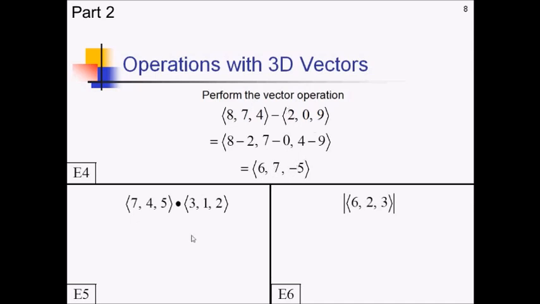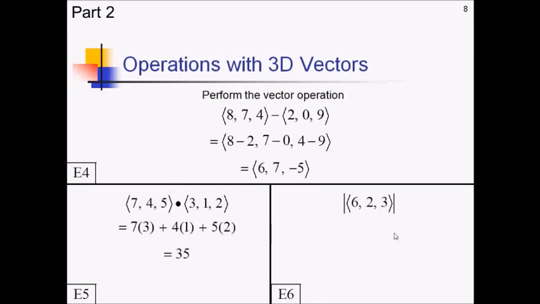For example 5 now, we're going to be dot multiplying. Now before, we had to multiply the x's and the y's together and add those products. We're going to do that again, but we're also going to throw in the product of these z values as well. So we've got 7 times 3 plus 4 times 1 plus 5 times 2. And adding all that up, that's 21 plus 4 is 25, plus 10 is 35.